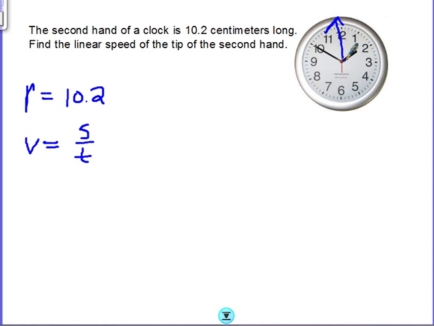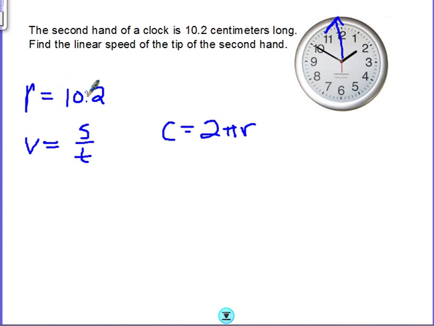Okay, so when they give you a radius, we've got to figure out when the second hand goes one revolution around this clock, how far are they going? That's related to the circumference of the circle. So in some of these problems, you have to figure out the circumference of the circle first. So we know the circumference of a circle is 2 pi r.